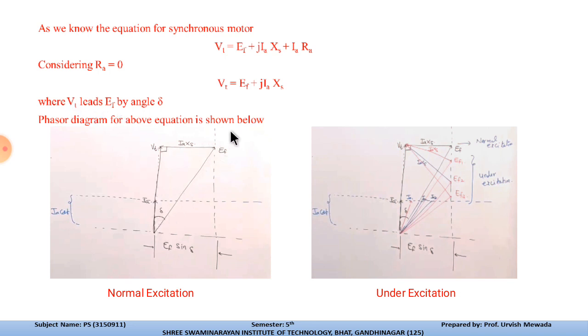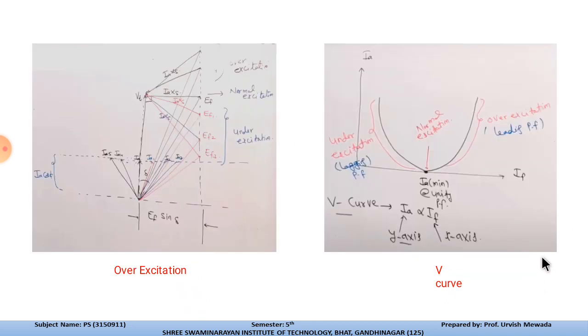The phasor diagram of the above equation can be described over here. As I already explained, in this phasor diagram, this is the phasor diagram of the normal excitation, and this is the phasor diagram of the under excitation. When we under excite the motor, it will behave differently, and when we over excite or normally excite the synchronous motor, it will behave differently. So let us discuss how it behaves with the different modes of excitation.